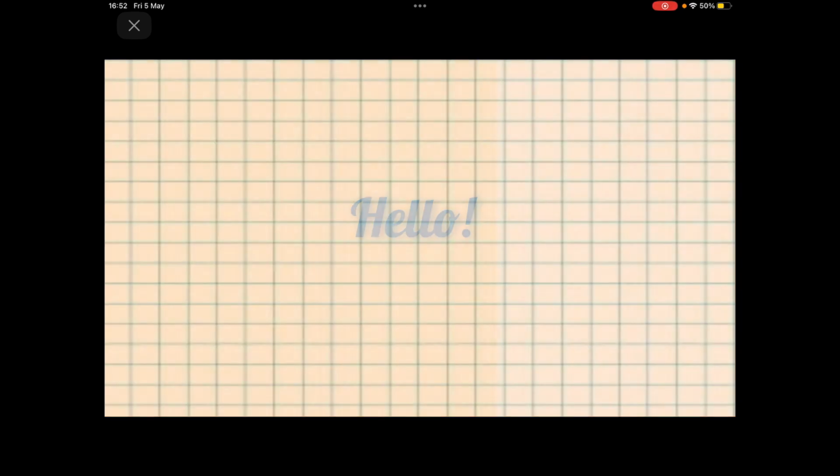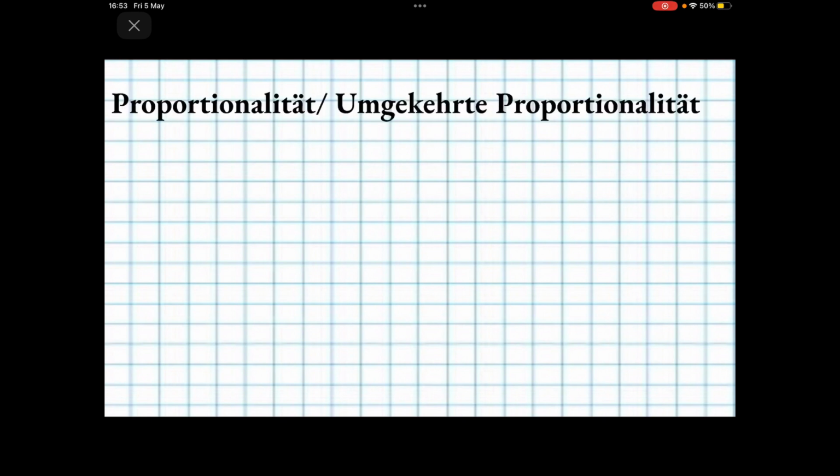So let's start. Today we're gonna talk about a type of question which actually comes in every Gymi exam, from the year 2009. The theme is called Proportionalität and Umgekehrte Proportionalität. So let's first talk about Proportionalität. Proportionalität means proportionality. So let me now tell a really easy question for the start.